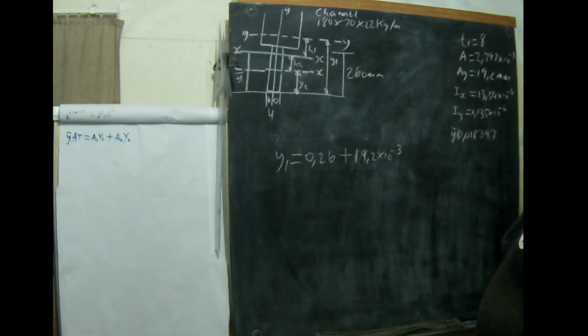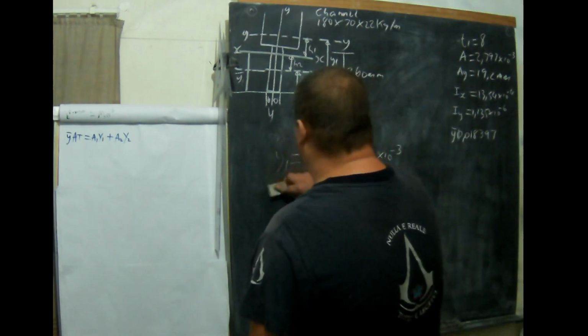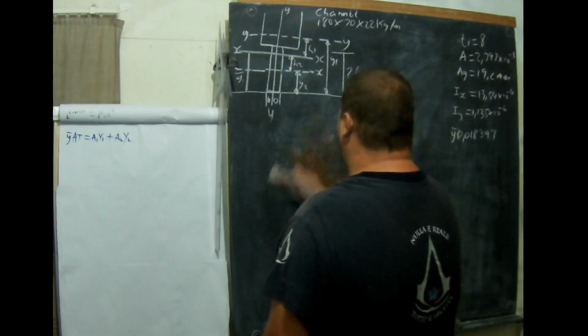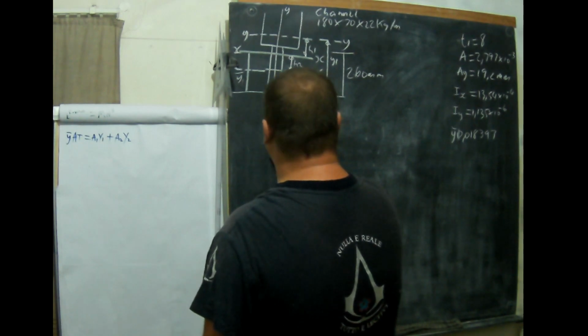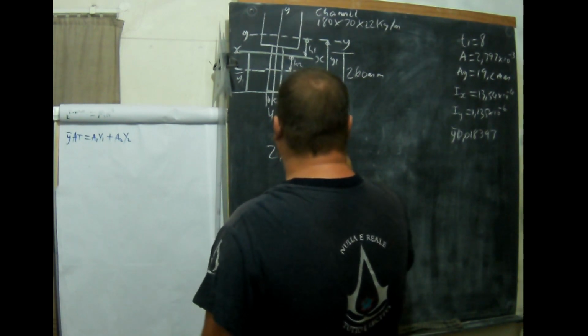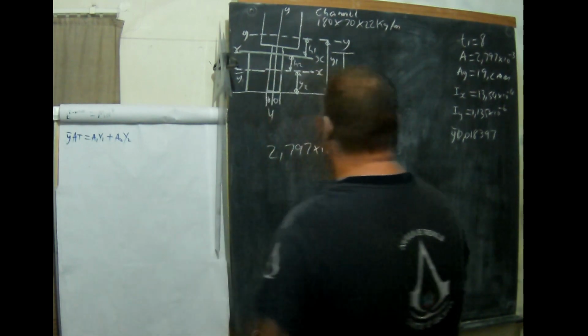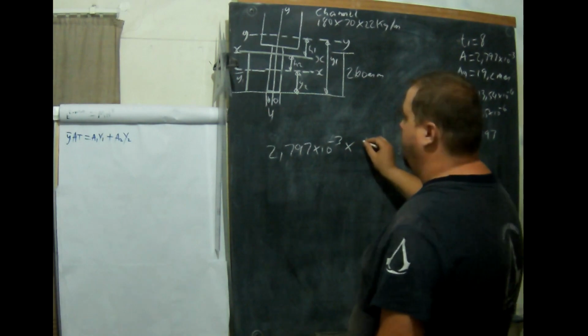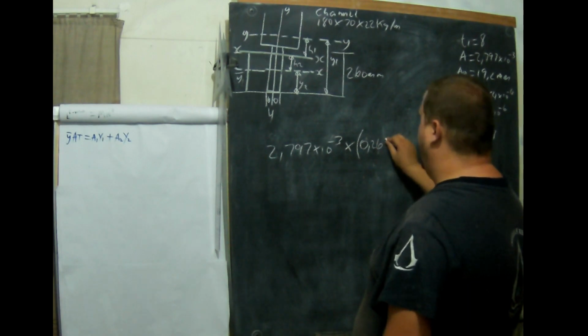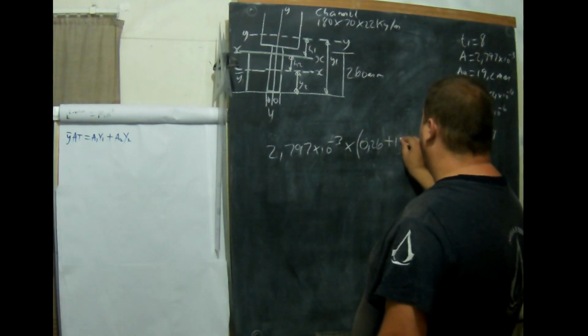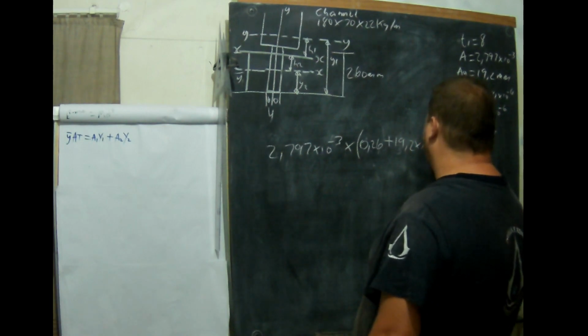That is Y1. If you do it like this, always do everything in sections. So we have Y1, now we can have A1, which is not hard to find, which we already have. So A1 is 2,797 times 10 to the minus 3 multiplied by bracket 0.26 plus 19.2 times 10 to the minus 3.